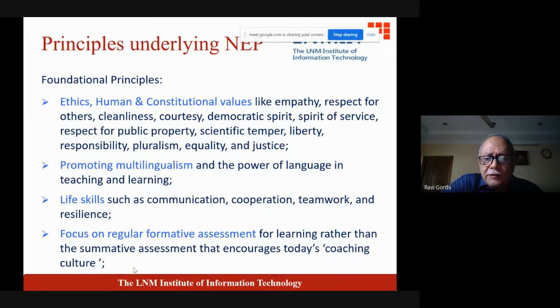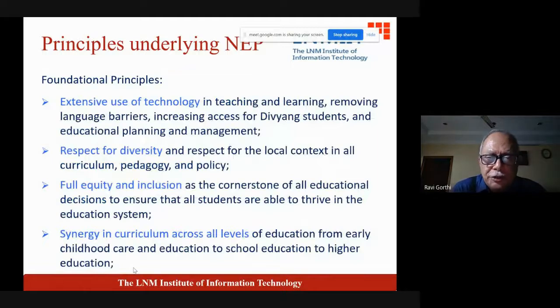Focus on regular formative assessment. A beautiful point. Formative assessment for learning rather than summative assessment, which comes from coaching culture. How well he understands the concepts and techniques, and how well he can apply them, not by cramming and mugging up. Principles continued. Extensive use of technology in teaching and learning. Remove language barriers. Fortunately, we are good in that one.